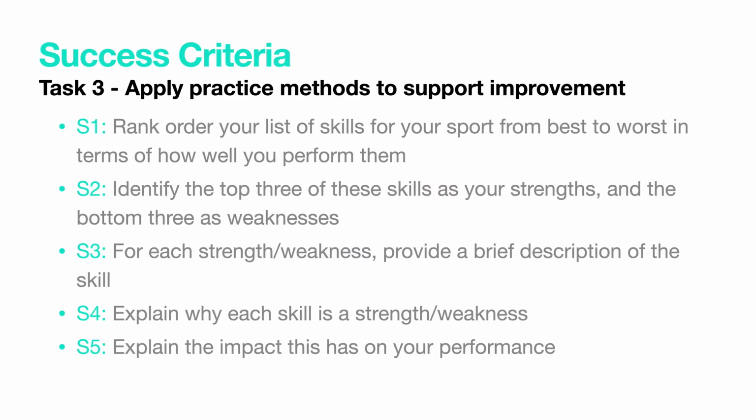So with that in mind then, this is the success criteria for today's lesson. For S1, you need to rank order your list of skills for your sport from best to worst in terms of how well you perform them. So dead straightforward, it literally is thinking about your skills and putting them in an order. You think, well, actually this skill is the one I'm best at. This one, probably the second or third best, all the way down to the bottom. So this skill is the one that I'm completely rubbish at and I need to really improve in.